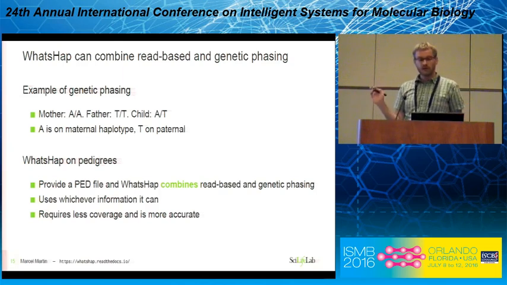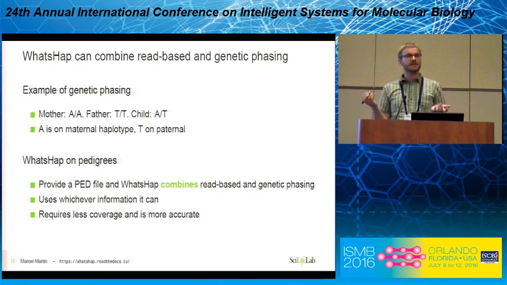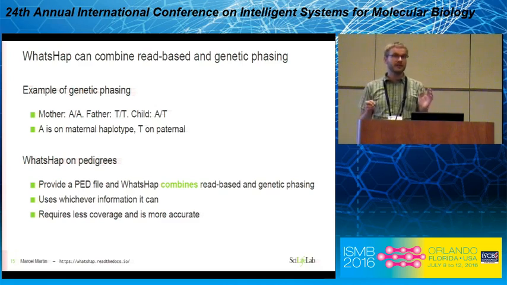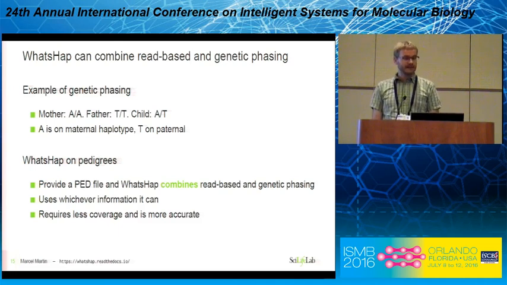The way to do it is you just use WhatsHap in the normal way, but you provide in addition a PED file that basically just describes the relationships between your samples, and then WhatsHap will switch to the pedigree phasing mode, in which it will combine read-based and genetic phasing, and it will use whichever information it can to achieve the best result at each position. This requires less coverage, it turns out, and is actually more accurate than just single individual phasing alone.